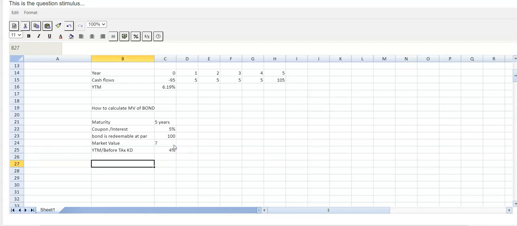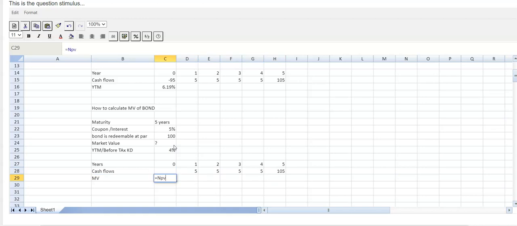So how to calculate this? You will write the years first. You can quickly write using keypad on the keyboard. Now write the cash flows. Remember, in calculation of market value, you will not take the tax. Now market value will be the present value of future cash flows. And how will you calculate the present value?